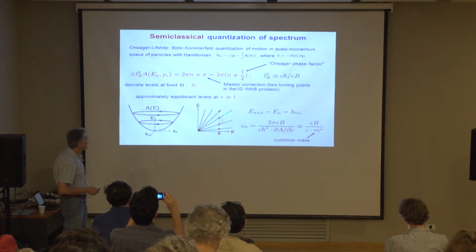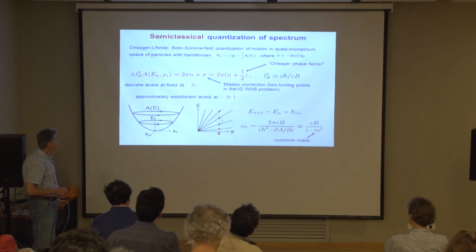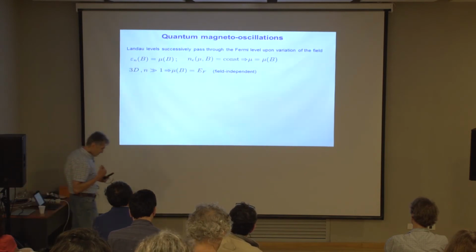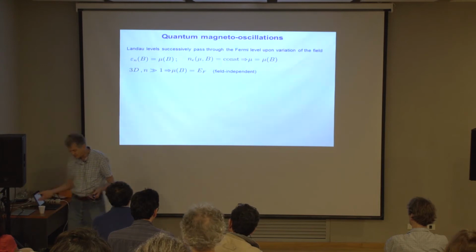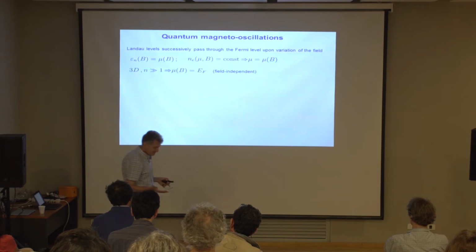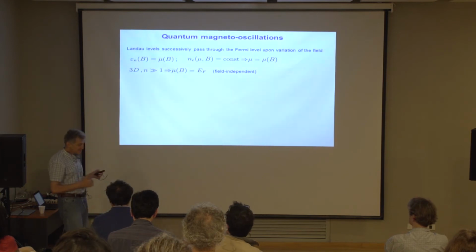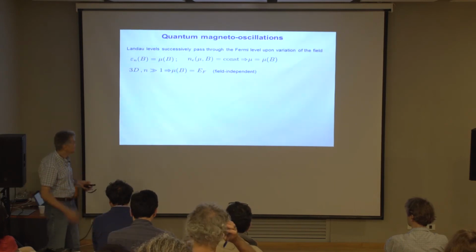Okay, so that is quantization, Bohr's quantization of energies. So now, the way to ask this question for a metal and for some measurement is that suppose we know where the chemical potential is, or Fermi level. Let's ask ourselves how the Landau levels are emerging from under the Fermi level, right? So each time yet another Landau level emerges from the Fermi level, there should be some peculiarity of the response.